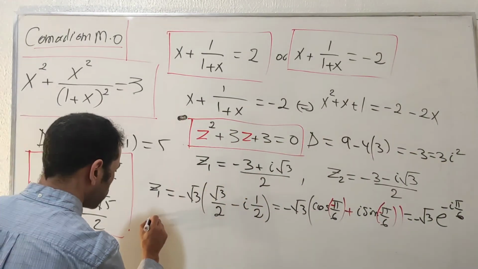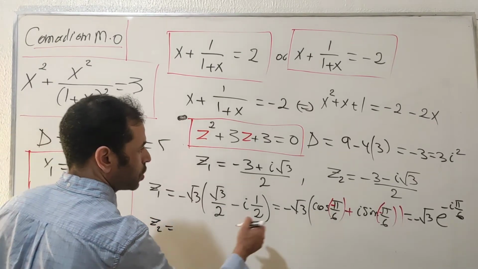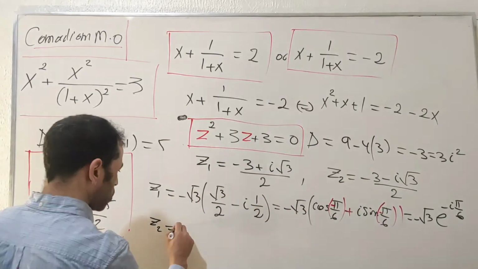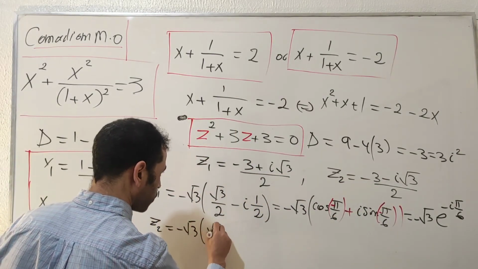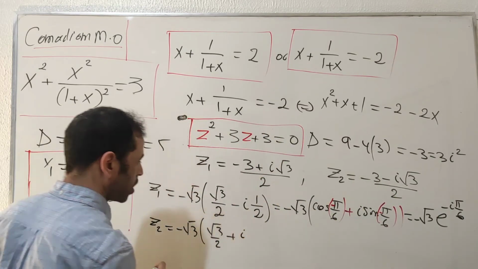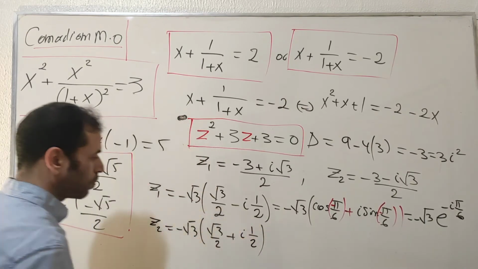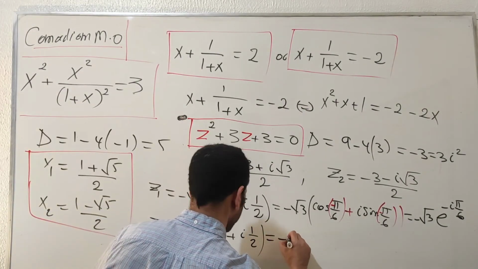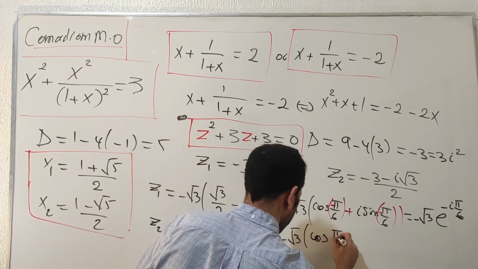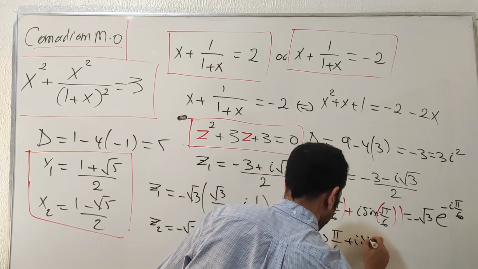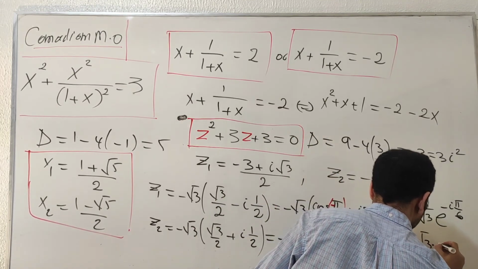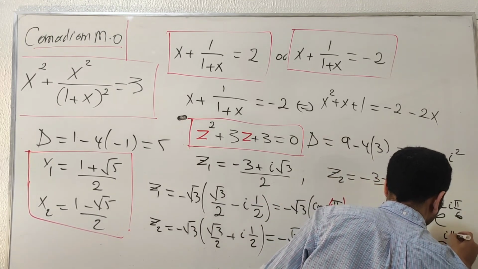So the second solution, I will have almost the same. This time I'm going to take minus square root of 3 factor, square root of 3 over 2. This time I have the plus sign between sine and cosine. i is multiplied by 1 over 2. It's clearly going to give us minus square root of 3 of cosine of pi over 6 plus i sine of pi over 6, which equals minus square root of 3 multiplied by e to the i pi over 6.